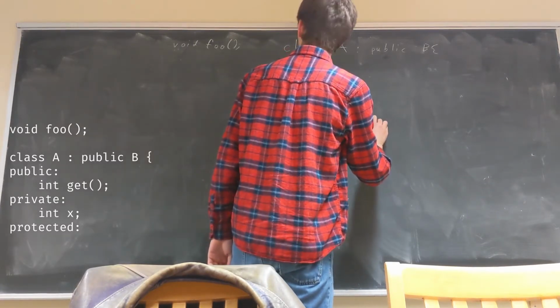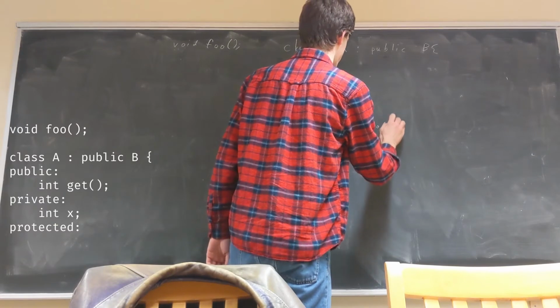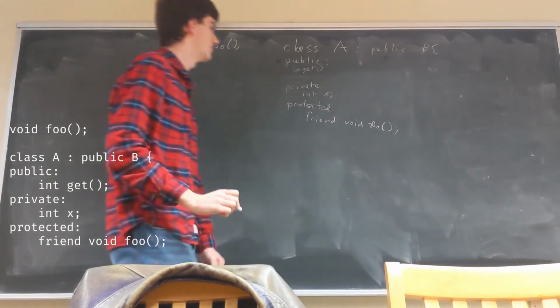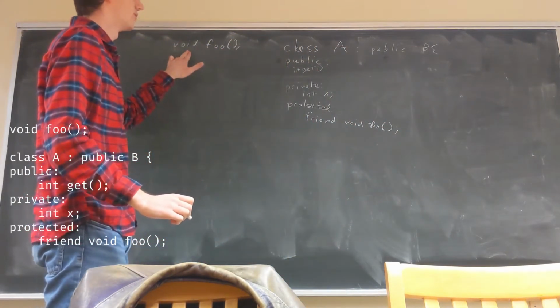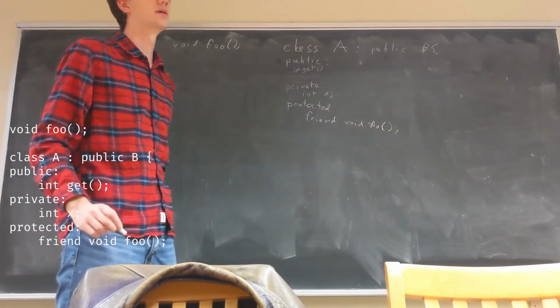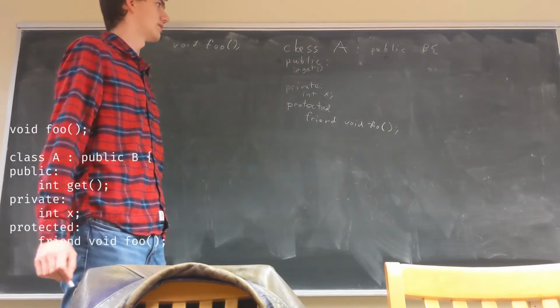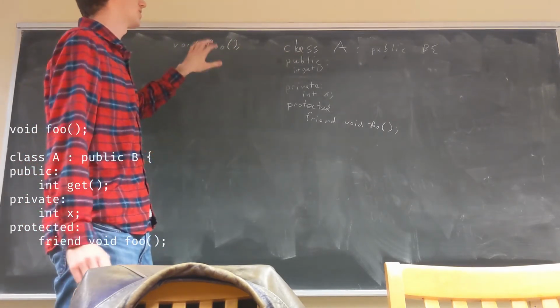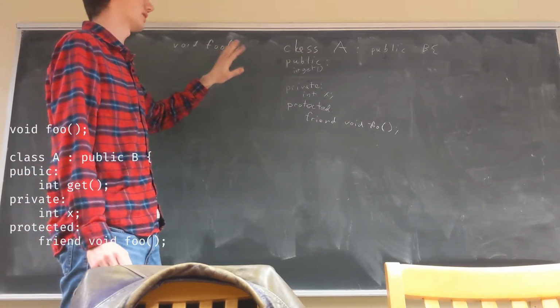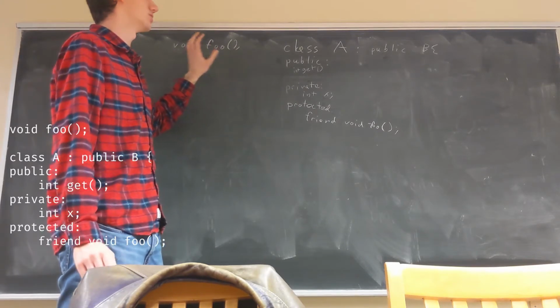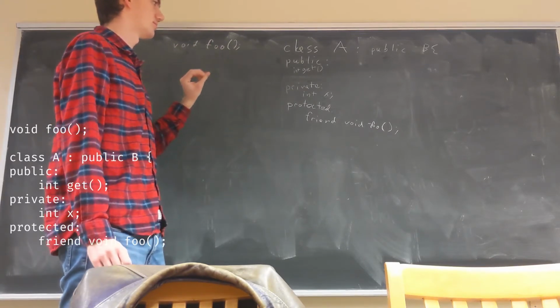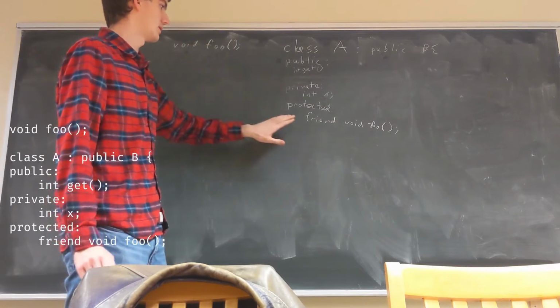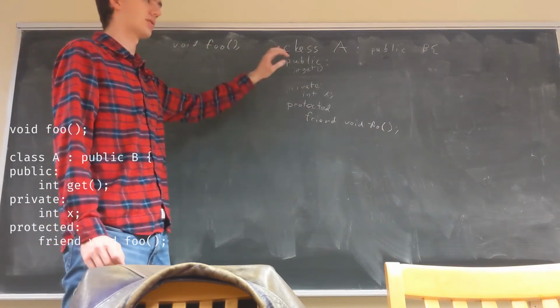void foo, and then the definition of foo can access any private and protected members of A, even though it's not part of A. And there's no other change in how you use foo or any other aspect of what foo can do. It's just given an extra access level.